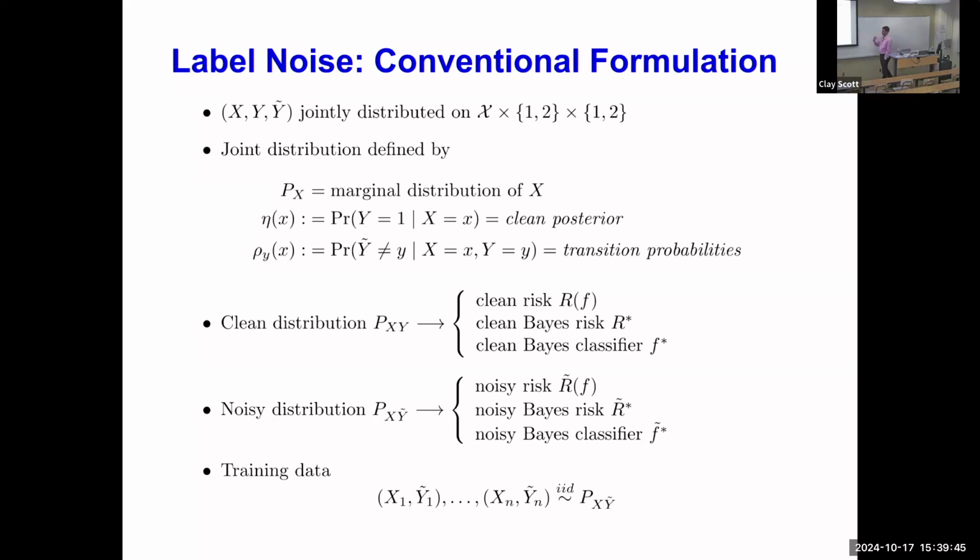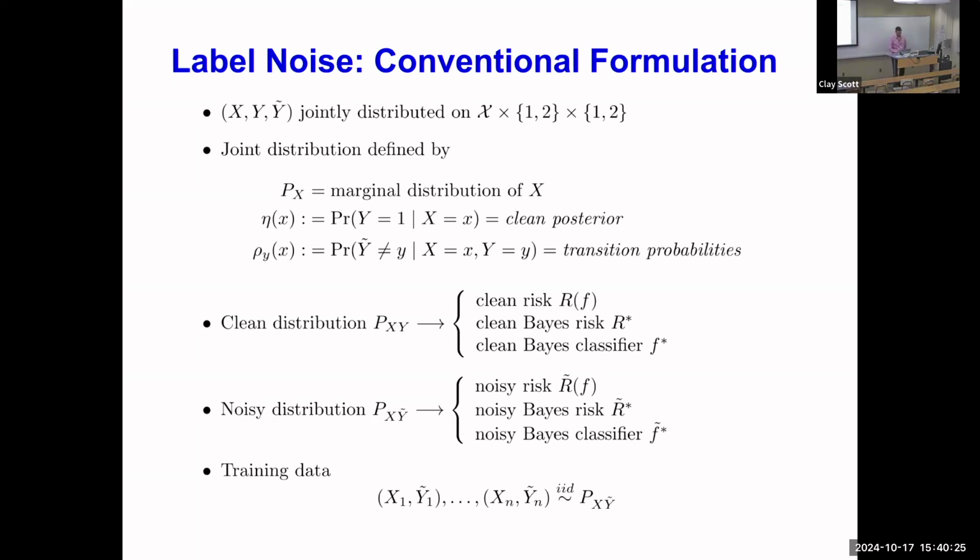And so again, this joint distribution is typically characterized by the marginal distribution of X, the conditional distribution of Y given X, and then the conditional distribution of Y tilde given Y and X, right? And so these two are the same as in the previous slide. And the addition is what I'll call the transition probabilities. So it's basically, given that the true label is Y, what's the probability that the observed label is corrupted?